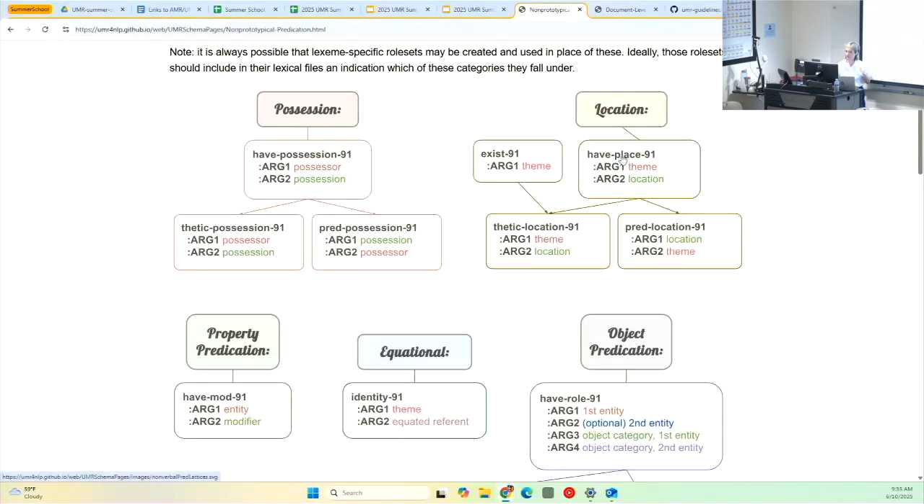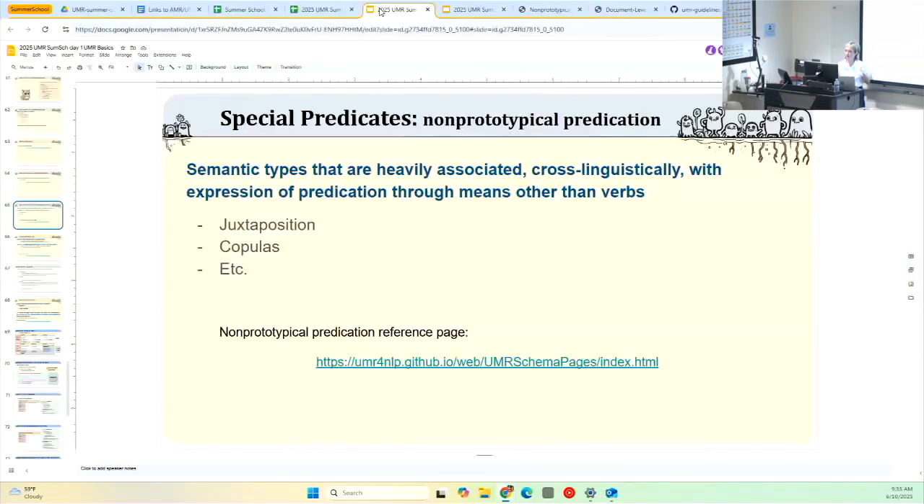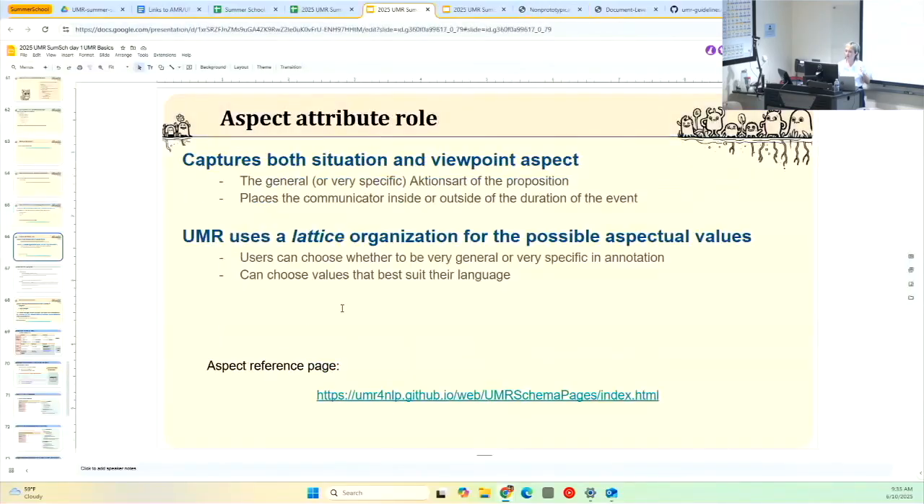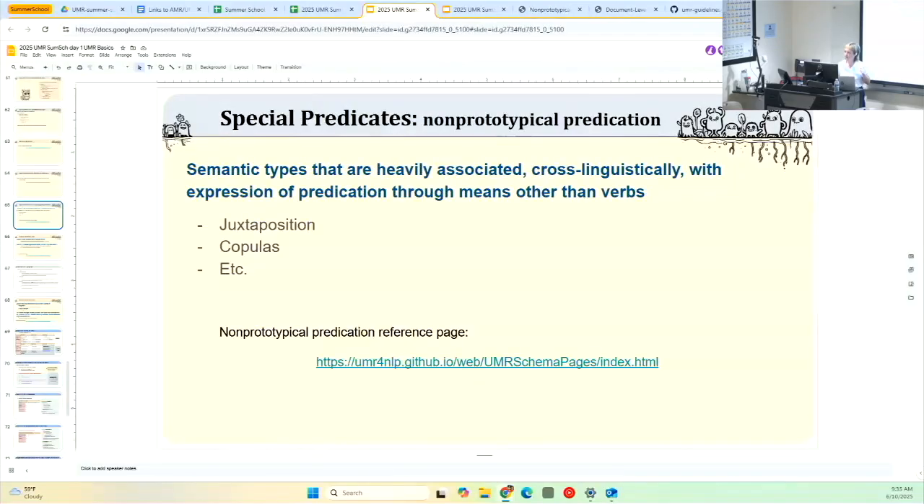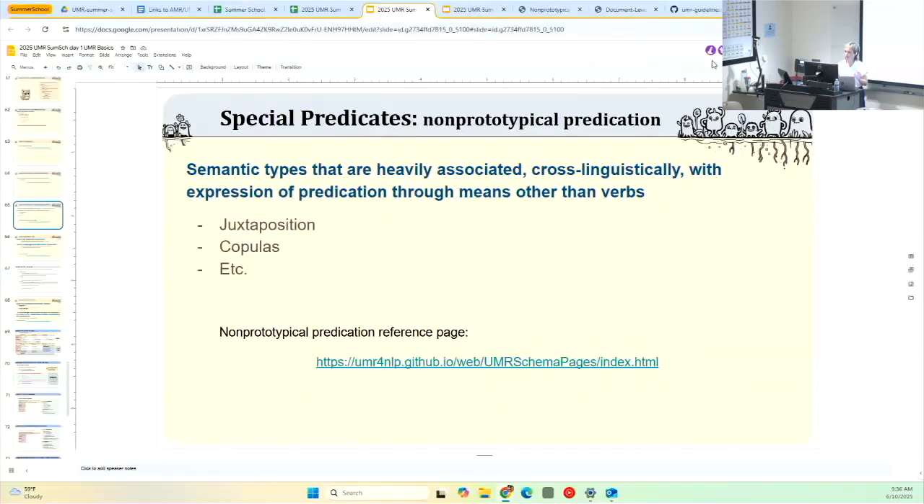I've lost my, oh no, okay, cool, I'm sorry. I went out of my slideshow, that's what happened.